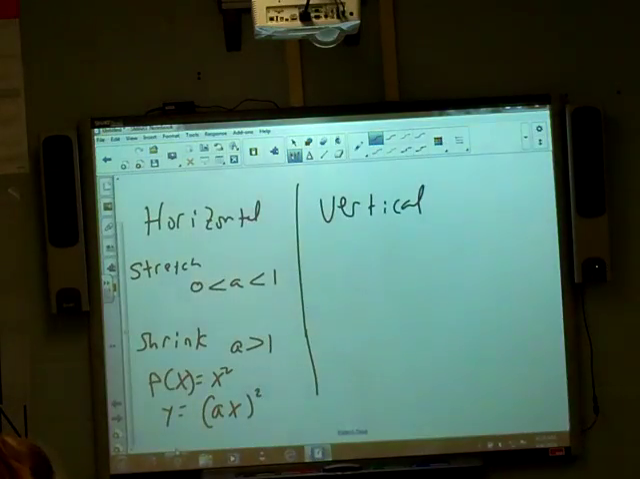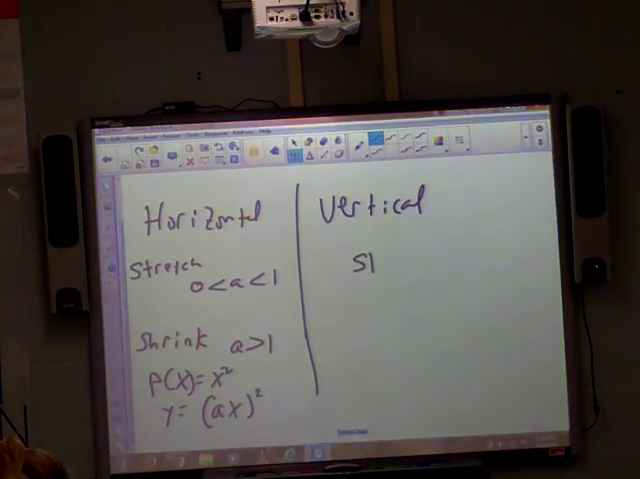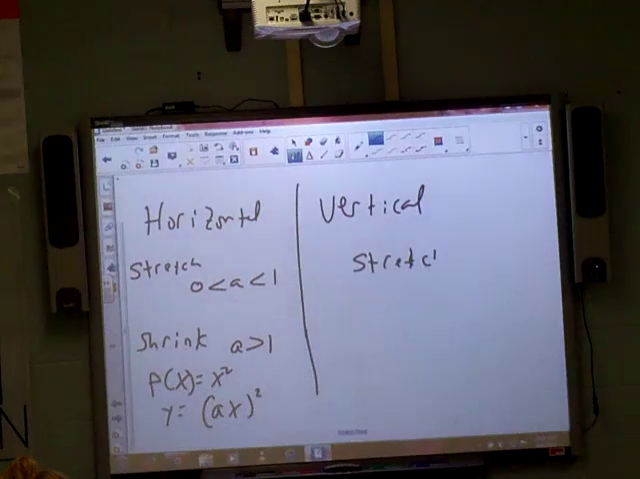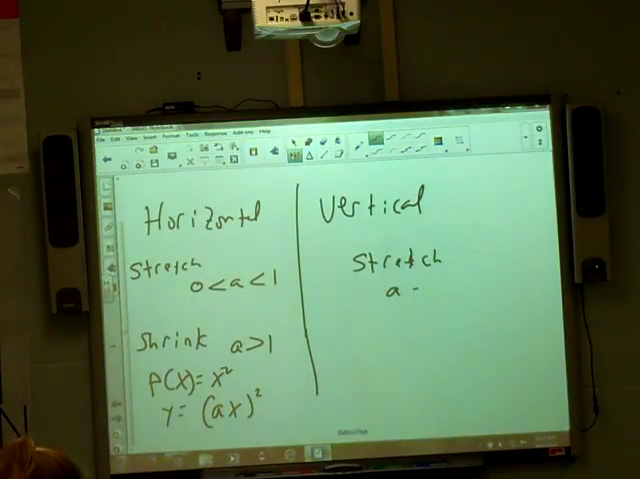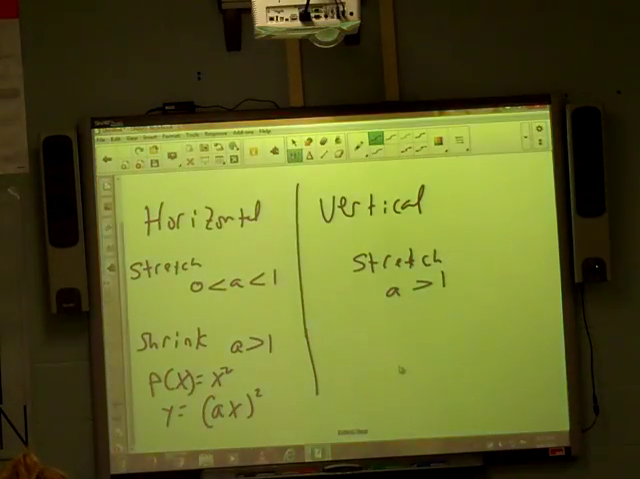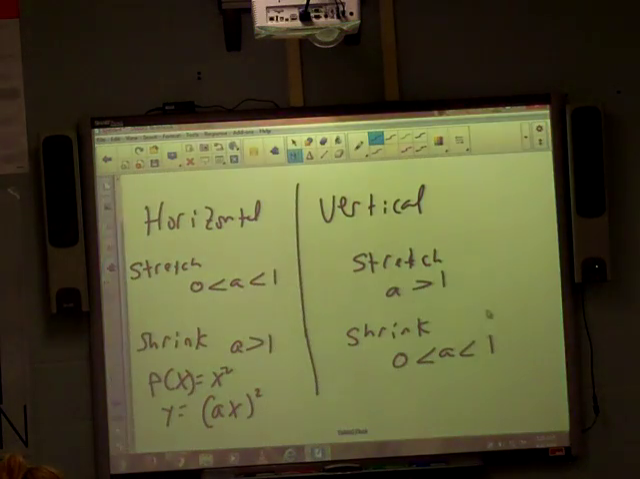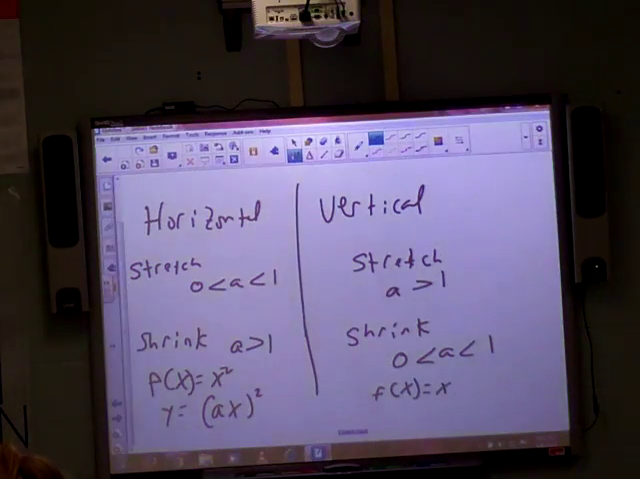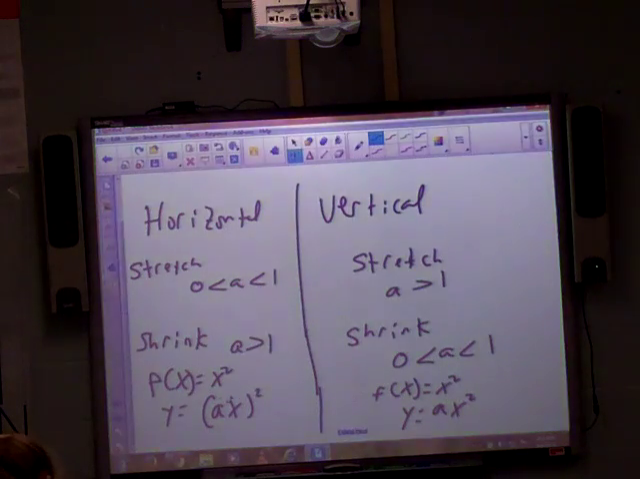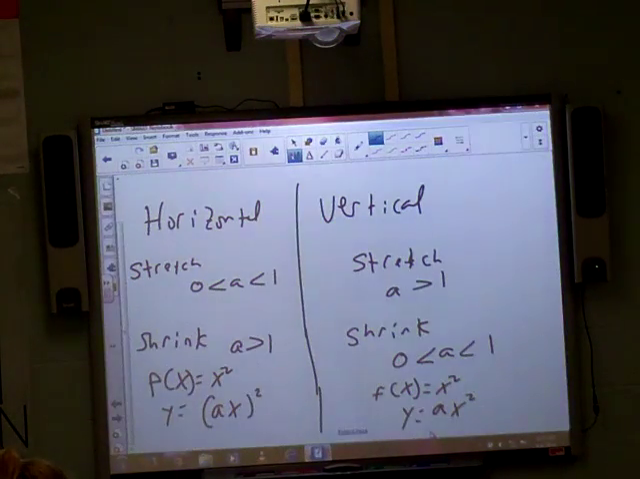All right, vertical. Vertical rules. We did stretch first, so let's do stretch first. Keep them consistent. We are a stretch when A is greater than 1. So look, it's messing us up. And we are a shrink when A is between 0 and 1. Now, it's the opposite. We start off with our parent function. It's vertical when the A is just in front of the whole thing. So it matters about where that A is. And we'll look at different ones and get examples of them.